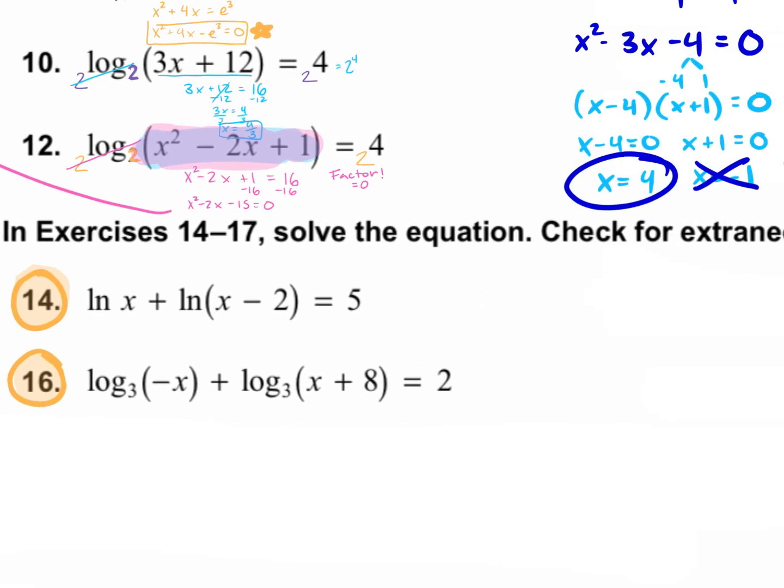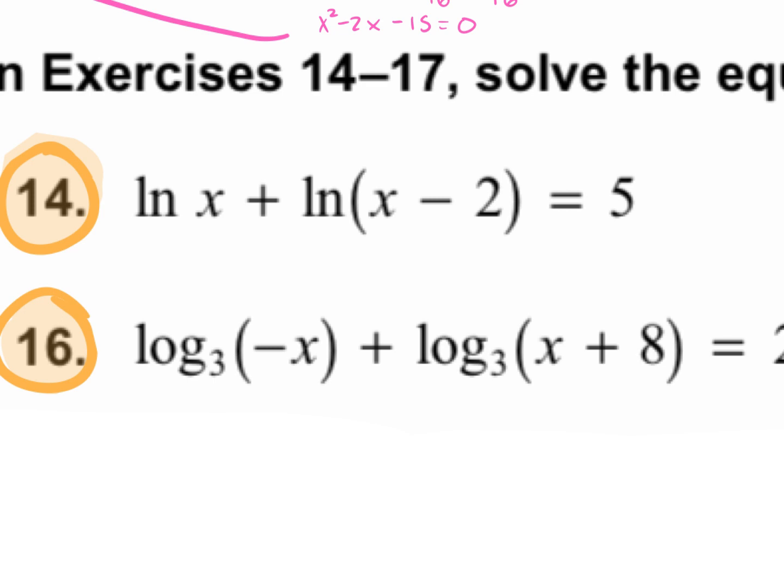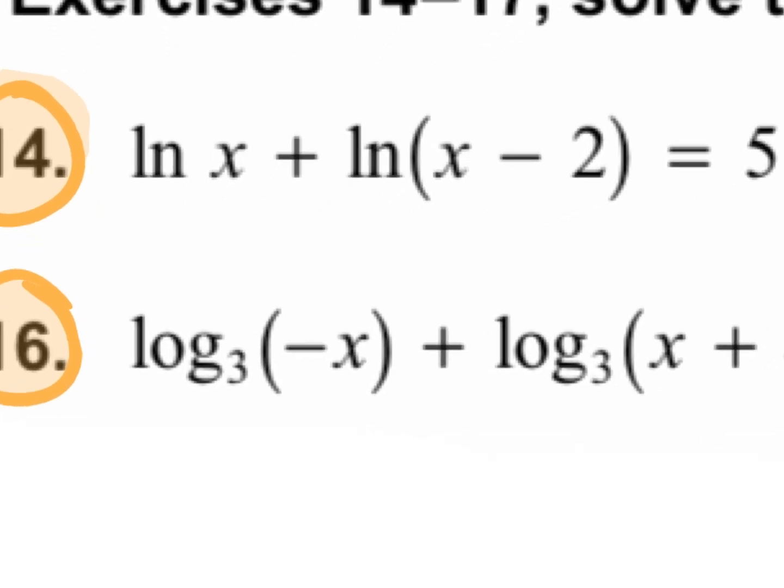All right, let's do 14. So 14 is one of those that we know don't factor, but it's okay. We're going to work up until we get to the factoring part. What would I have to do first here? If I have 2 ln's or 2 logs on one side, what do I need to do? Condense it to 1 log.